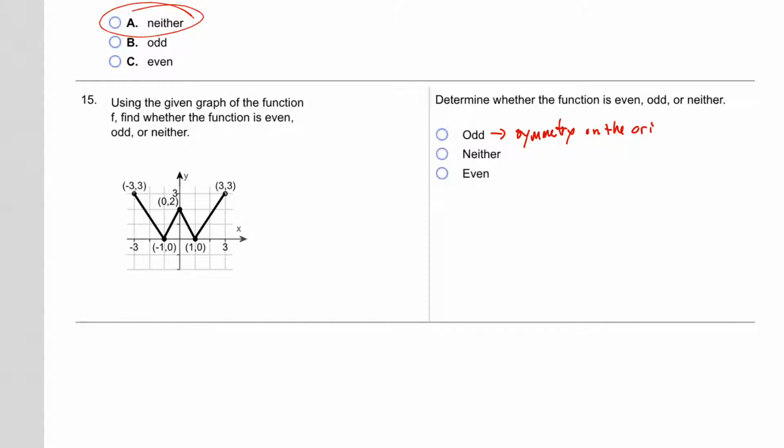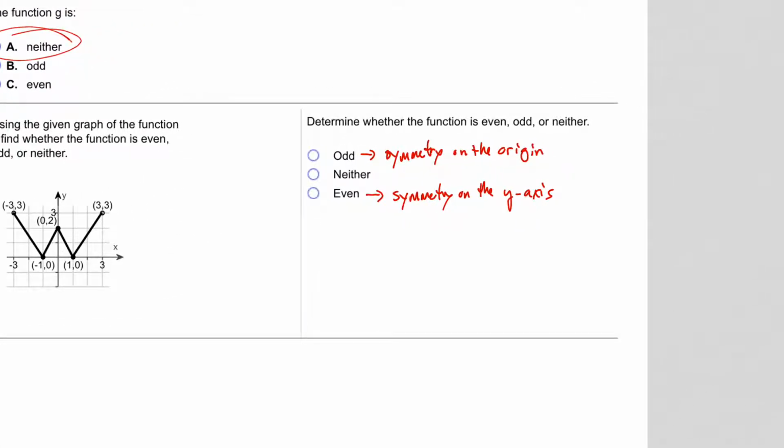On the origin. Okay, even would be symmetry on the y-axis. Okay, so this would be sort of like this, or like this, and then this one would be more like this here.